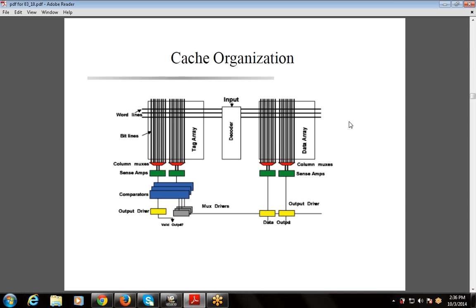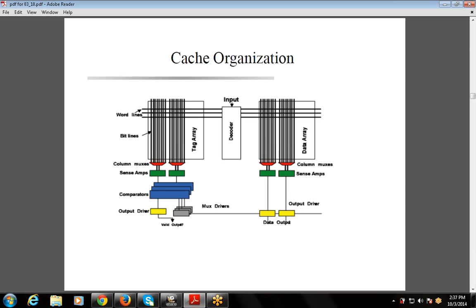The decoder lies between the data array and the tag array. The decoder is used for getting the input. Then these are the column multiplexers, in red color. Then sense amplifiers, that is amps, in green color. Then there are comparators, used for the comparison, in blue color. Then there is the output driver, and this is your multiplexed driver, and a valid output is generated.